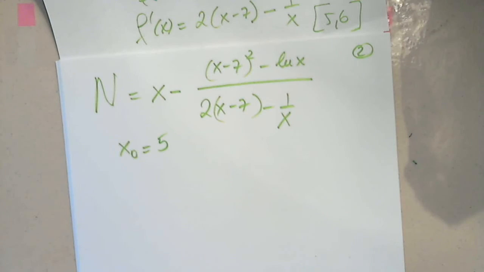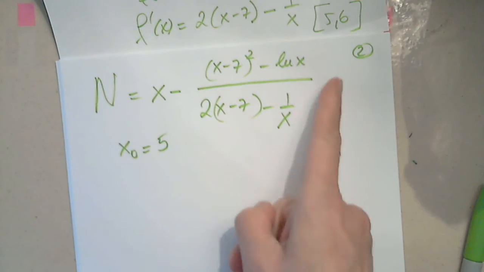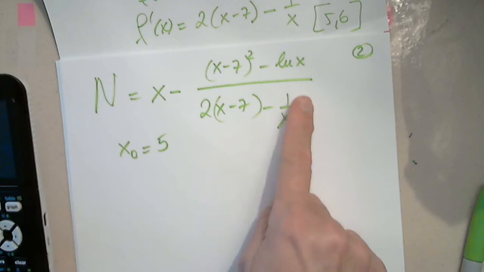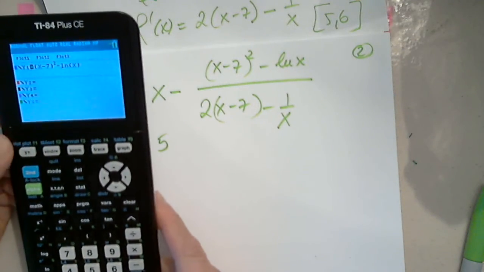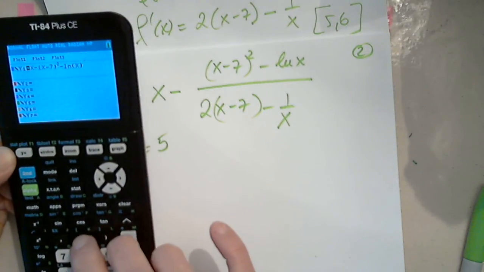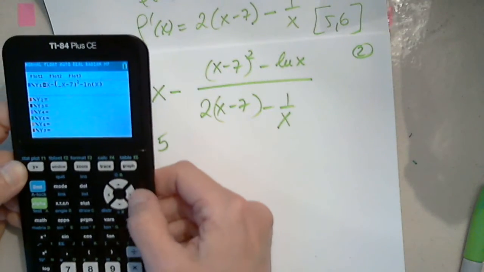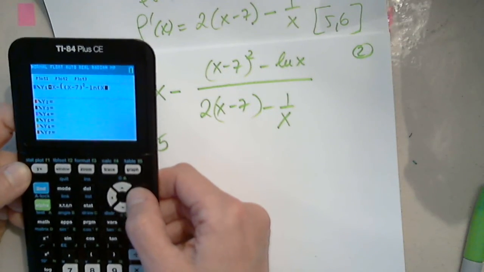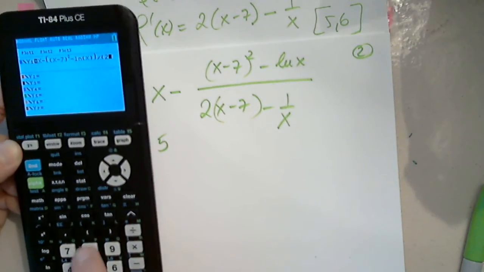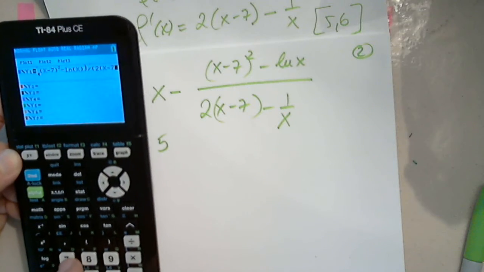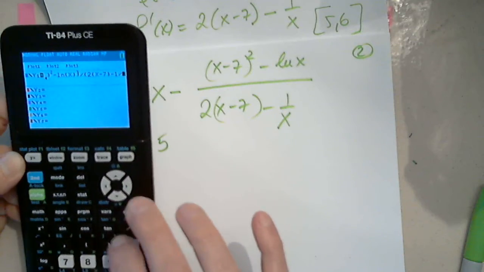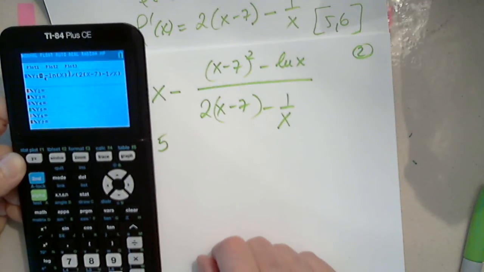Then I go back to the graphing calculator. I put this in. Don't erase what you have. You just insert x minus parentheses. So in y equals, just second and insert, put x and then minus parentheses, go all the way till the end, and then divide by, in parentheses, 2 times parentheses again, x minus 7, close the parenthesis, and minus 1 divided by x, and close the parenthesis.